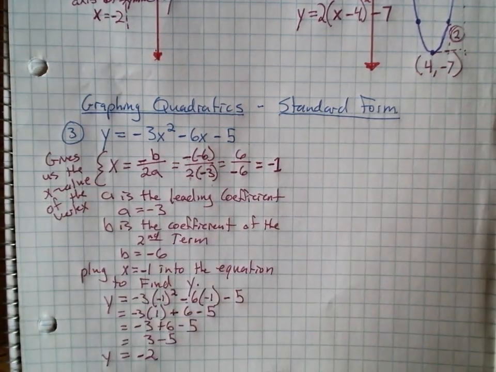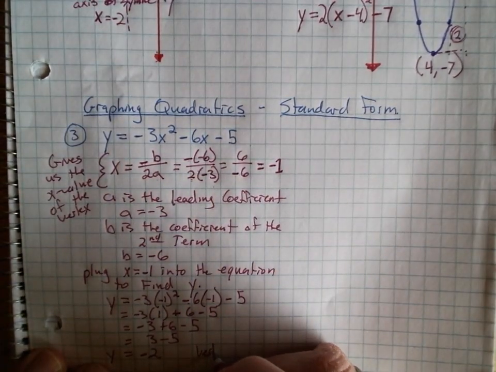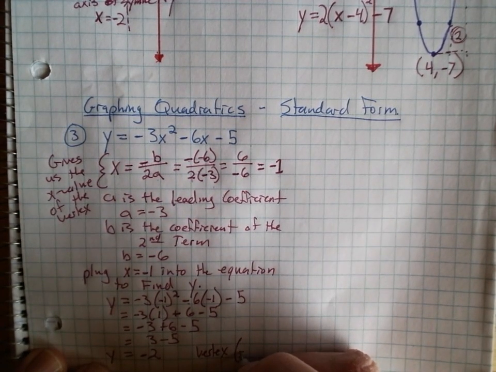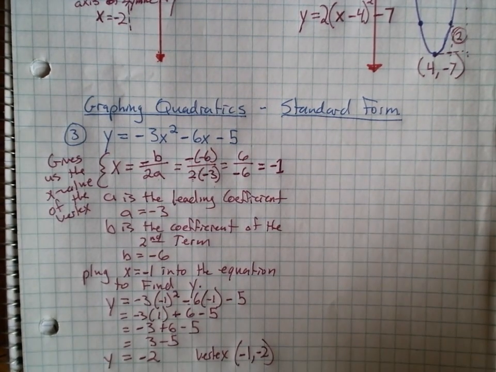So now I have my vertex. My vertex is at x is -1, y is -2. So I can start graphing this.